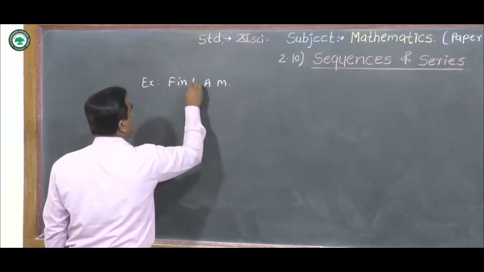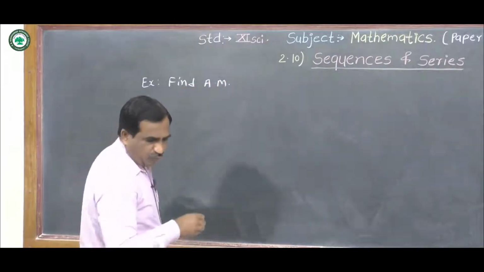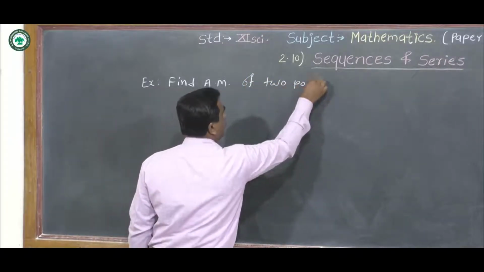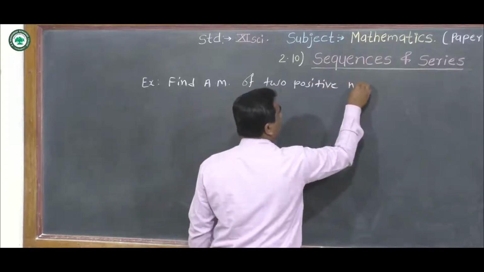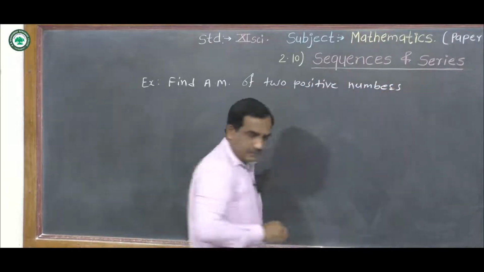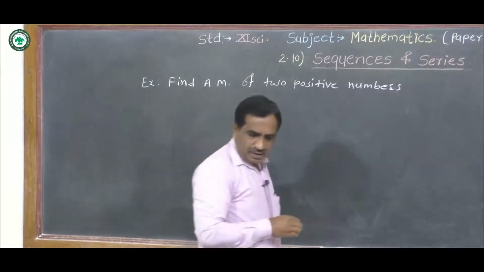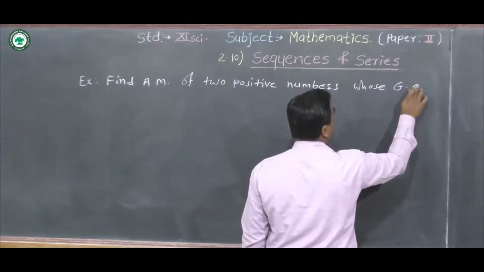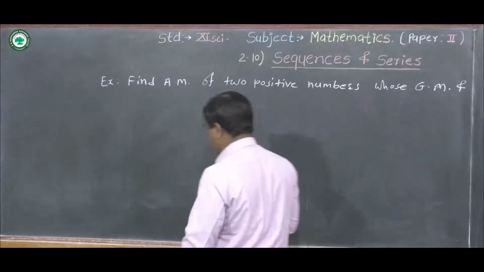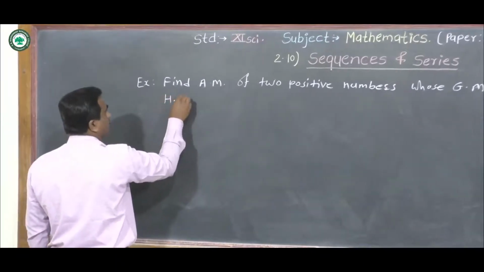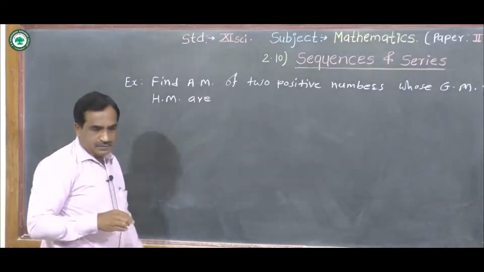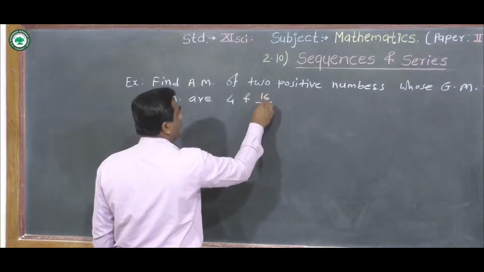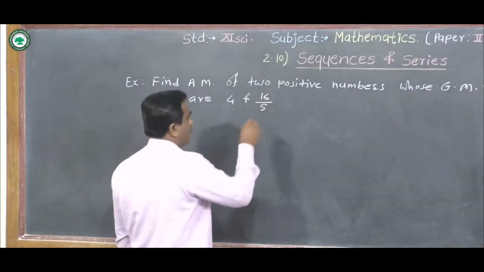Find the AM of two positive numbers whose GM and HM are 4 and 16 upon 5 respectively.